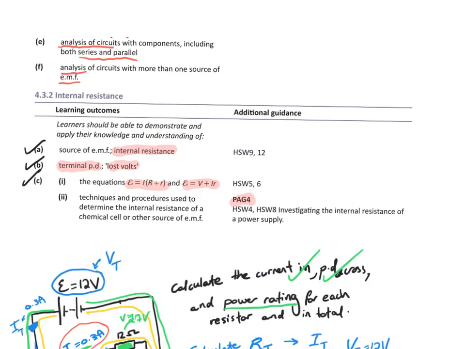Okay, so now going back to the learning objectives, we have looked at analyzing circuits with components. We have looked at multiple sources of EMF. We talked about the techniques and procedures used to determine the internal resistance of a chemical cell or other source of EMF and how to analyze it. If you have any questions, do let me know. Make sure you understand the difference between EMF, terminal PD, and lost volts.